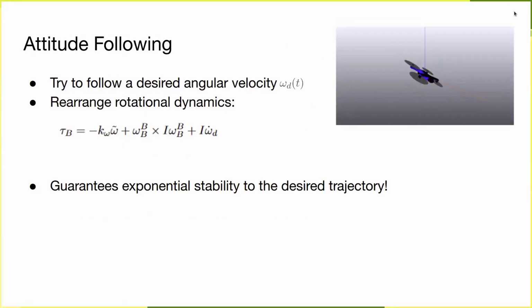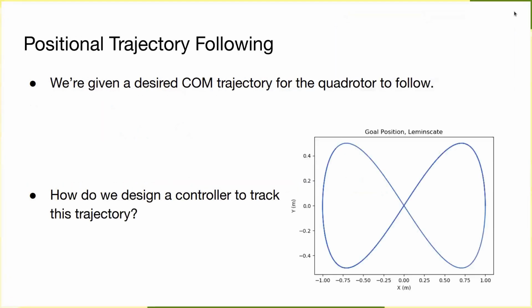We first develop an attitude controller to follow a desired angular velocity. Since the torque is fully actuated, we simply rearrange the rotational dynamics and apply first-order feedback control on the error, guaranteeing exponential stability to the desired angular velocity. Now, suppose we have a desired COM trajectory for the quadrotor. How can we design a controller to track this trajectory?